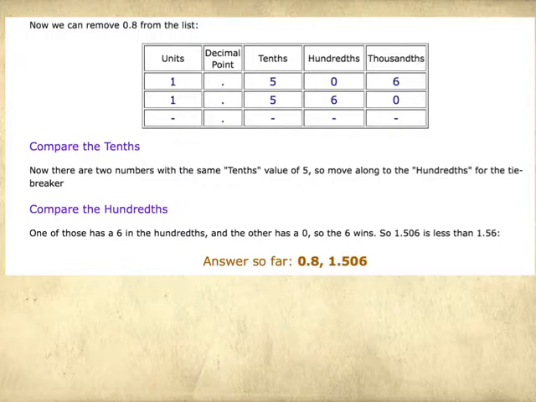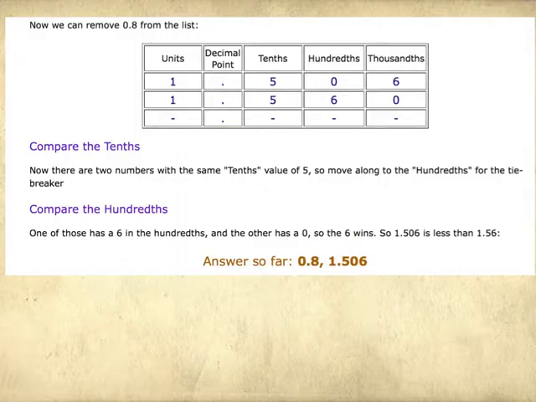0 and 6. Now remember, I want the next smallest number because I'm going in ascending order, which is going up like a staircase ascends. So I want the next smallest number. 0 is smaller than 6, so that's going to be my next number I put down here. 0.8 was the smallest.